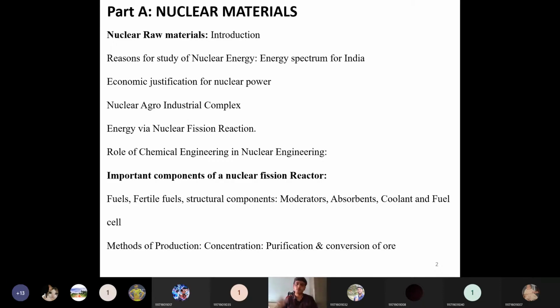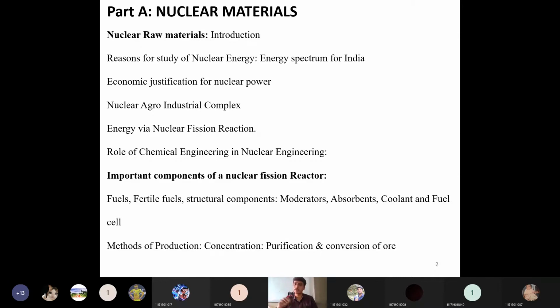Then the next topic will be the role of chemical engineering in nuclear energy. In nuclear energy production, nuclear physicists are largely involved. So what kind of role do we have to play as chemical engineers? We will be paying special emphasis on this topic.